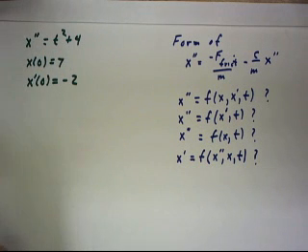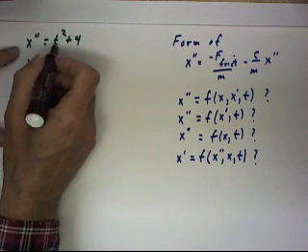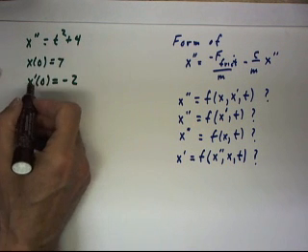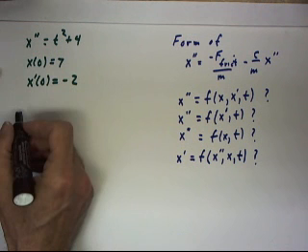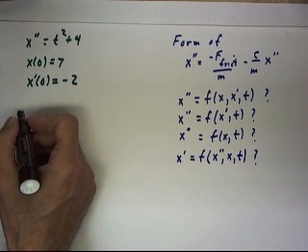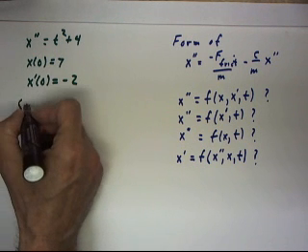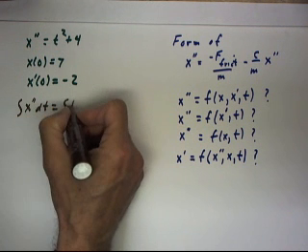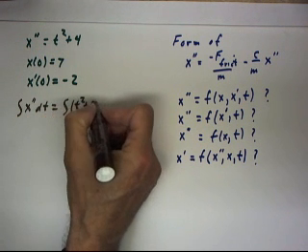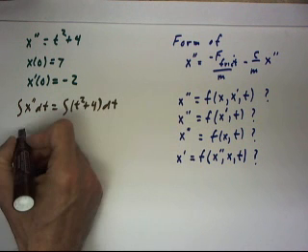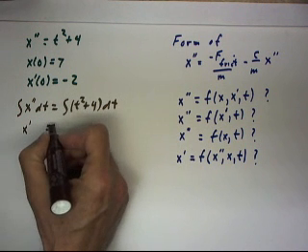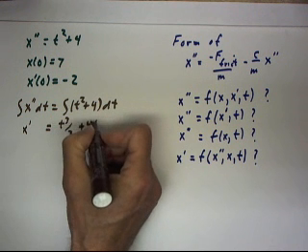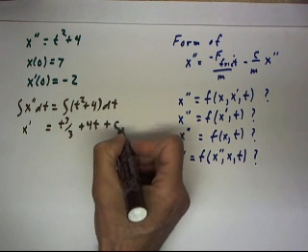We're just going to work through a quick example here. If x double prime equals t squared plus 4, with x of 0 equals 7 and x prime of 0 equals negative 2, then what's our x of t function? We can integrate x double prime with respect to t, and that's going to equal the integral of t squared plus 4 with respect to t, giving us x prime equals t cubed over 3 plus 4t plus a constant.